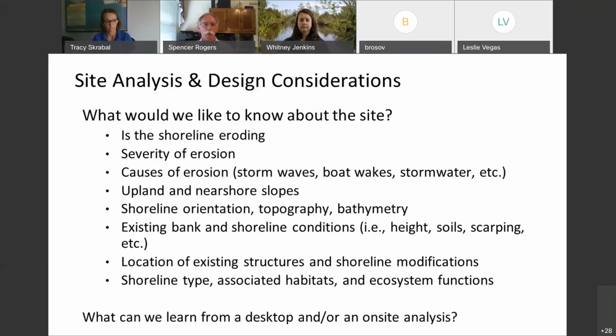The existing bank and shoreline conditions are obviously very important, and we'll want to look at the information, particularly in the field for that, and the locations of any existing erosion control structures or other features that may be important, and to look at some of the habitats and shoreline erosion features. So what can we learn from the desktop and from on-site analysis?